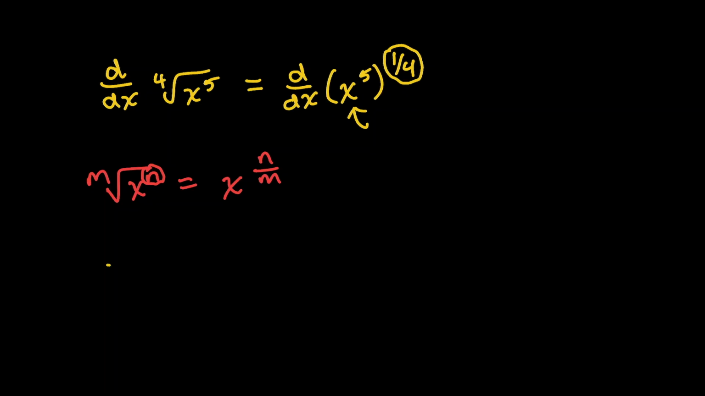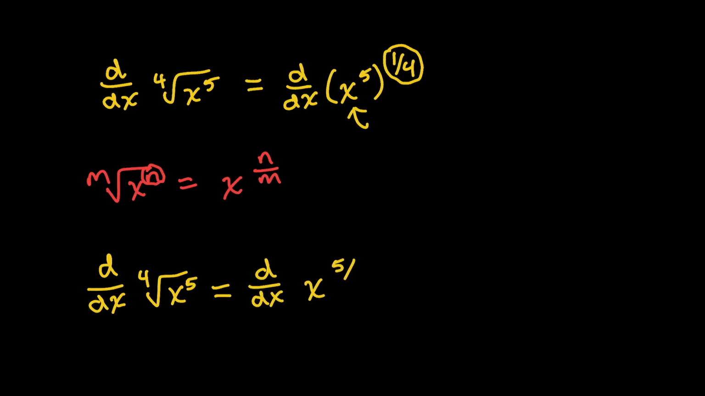So let's take a look at the derivative of the 4th root of x to the 5th again, utilizing this rule. So now it becomes the derivative of x to the 5/4. And now it's just a power, one single power, not a chain rule, and we can bring that power down as a 5/4 multiplier, and then we're going to subtract 1 from the power. So 5/4 minus 1 is 1/4. Okay, so much simpler, and we don't have to use a chain rule in this situation.